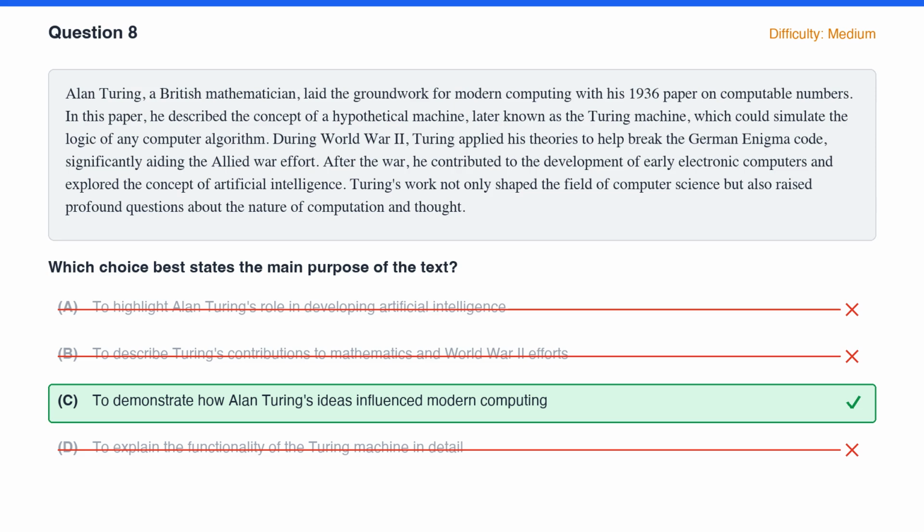Every example given, from the theoretical Turing machine to the Enigma work to his post-war machines and AI exploration, is offered as evidence of how Turing's ideas shaped modern computing. The closing line explicitly credits him with shaping the field of computer science, confirming this is the central purpose.